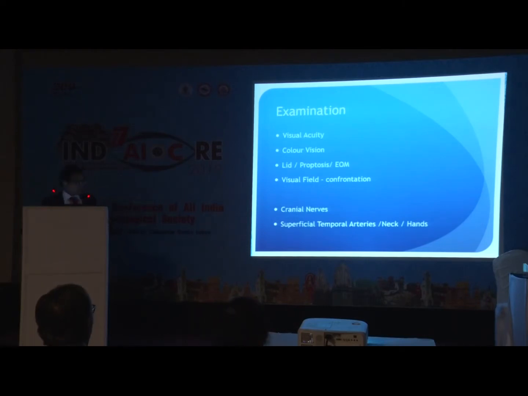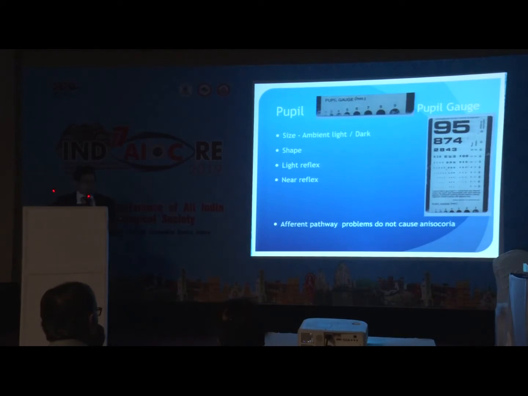Examination has been covered by my colleagues: vision, color vision, associated features, lid, proptosis, extraocular movements, visual fields, and other cranial nerves. If you're getting an isolated pupil abnormality with associated cranial nerve findings, then obviously it gives a clue as to the site of lesion. Check the superficial temporal artery, as my colleagues have just said, check the neck, check the hands. And you can record the pupil size using a pupil gauge, the shape of the pupil, size of the pupil, both in ambient light and in dark. Then check the light reflex, direct, consensual, and the swinging flashlight test, and then the near reflex.